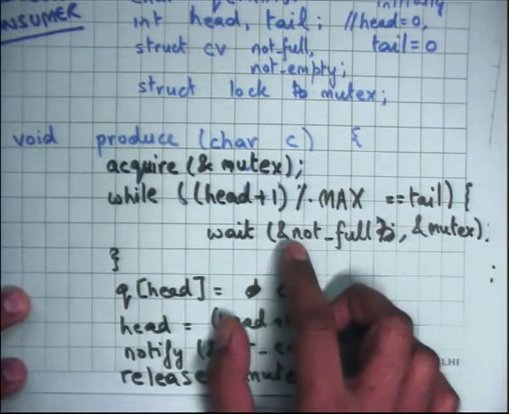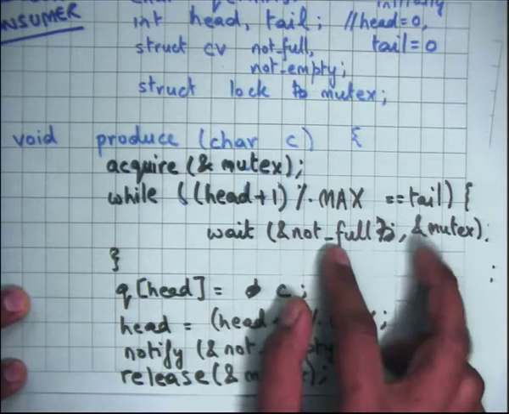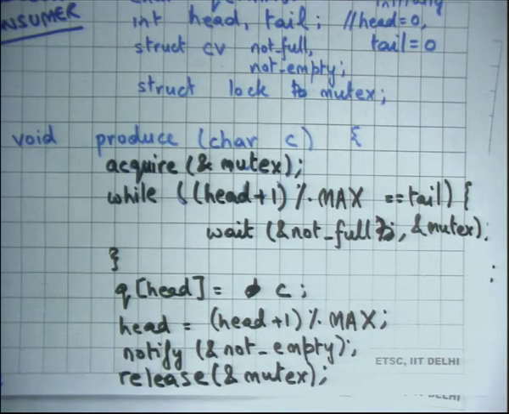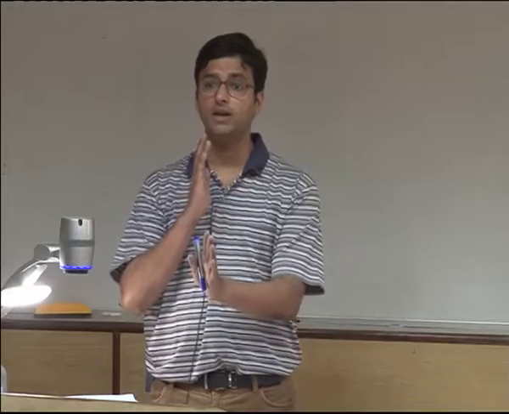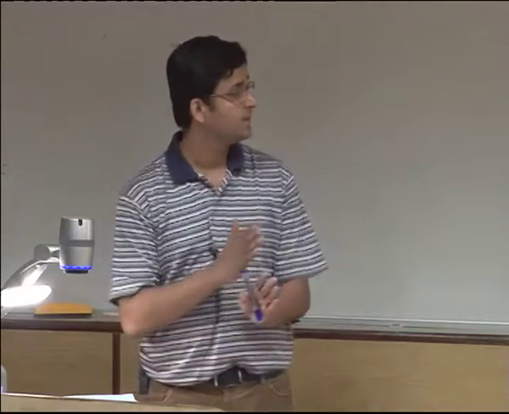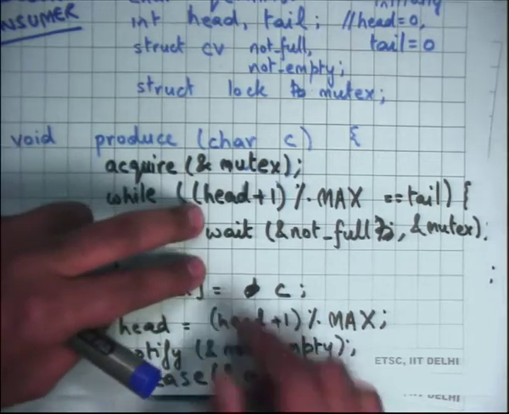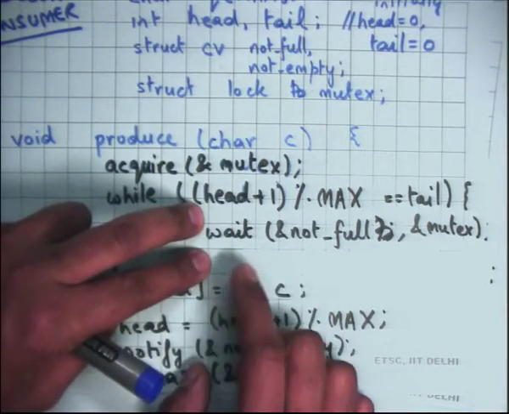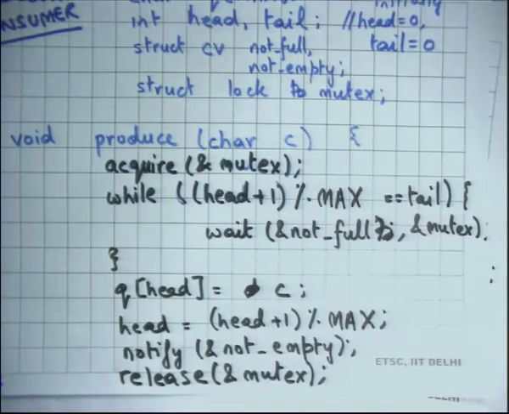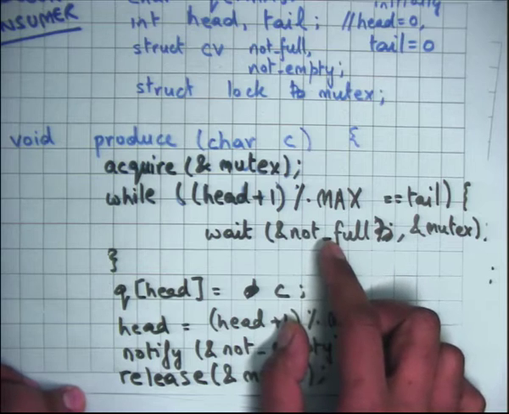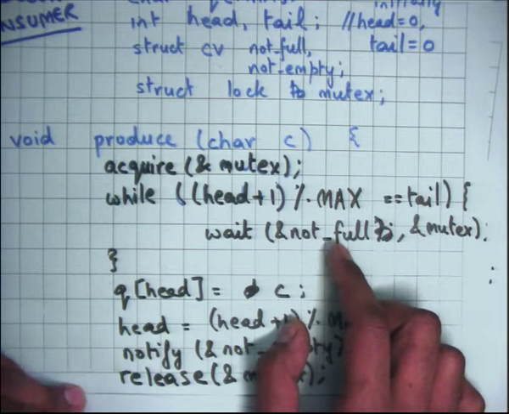And if it is full, then I should wait on this condition variable called not full, and the second argument to this wait is the mutex. The semantics of the wait are that it will release the mutex just before going to sleep in an atomic fashion, and after it gets woken up, the first thing it will do is try to reacquire the lock, right? So basically it releases the lock before sleeping, and it reacquires the lock after it wakes up, right? And the condition variable it's waiting on is called not full, right?